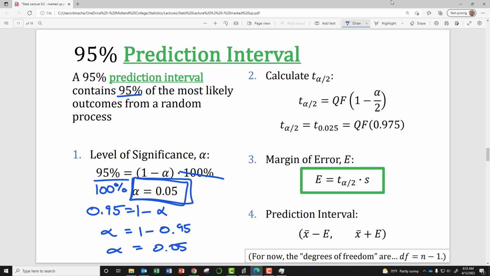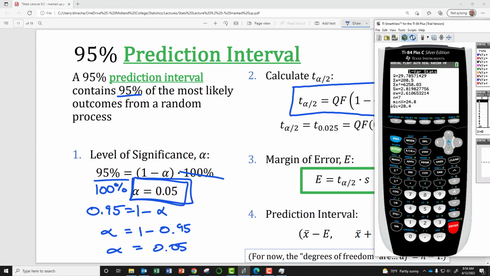But that's how you would calculate alpha. If you want a 99% prediction interval, alpha is going to be 0.01. If you want a 90% prediction interval, alpha will be 0.1, and so on. So you can use different percents here and get different alpha values. Then we calculate t subscript alpha over 2 using that formula that we talked about. Remember that quantile function is the quantile function for the t distribution, not the standard normal anymore.